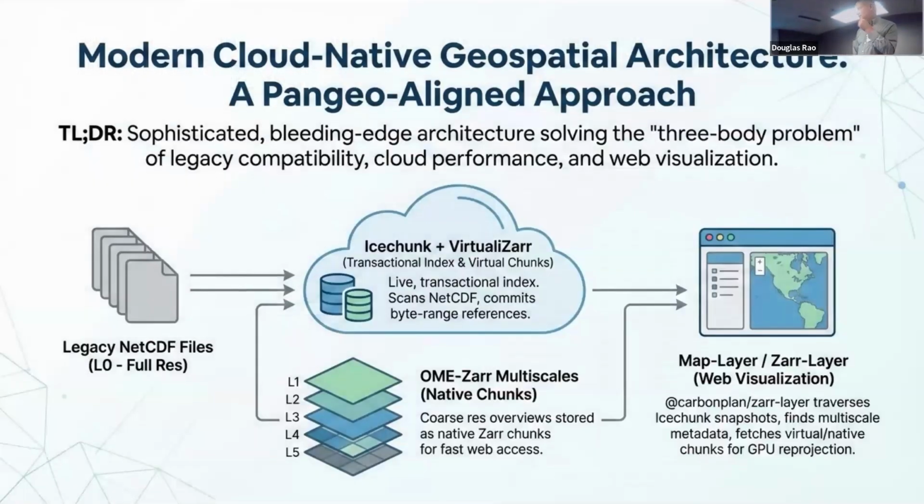So this is this modern approach. You have your legacy NetCDF files, you use VirtualiZarr to get the references, stick them in Icechunk. Sorry, the original foundational files are the full res, and then these are the native Zarr chunks using this OME-Zarr multi-scales convention, and then you visualize on a map or with Python the way you always did.